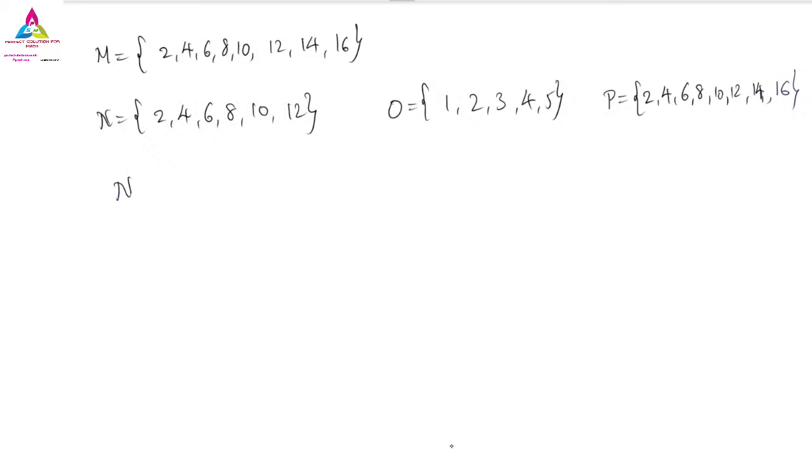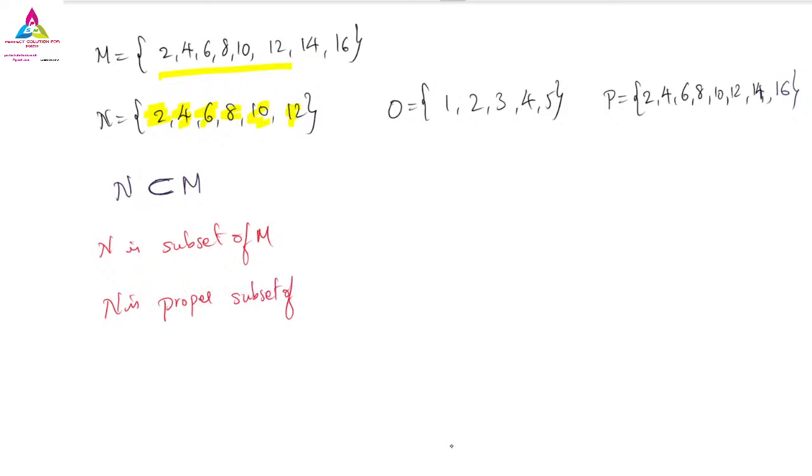So answer to me: whether I can write N is a subset of M. Whether it is possible to write N is a subset of M. Actually, we can write that N is a subset of M, because 2, 4, 6, 8, 10 and 12 are present in the first set. So M is the universal set, and we can write N is a subset of M. Yes, we can write N is a subset of M, or N is a proper subset of M. Both definitions are possible.